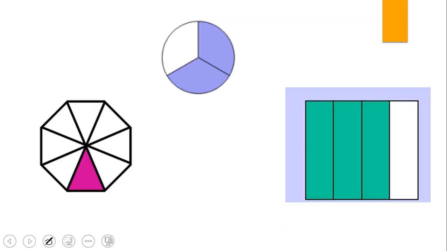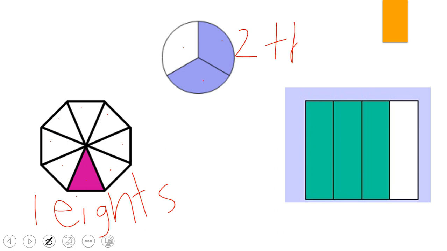Let's try a few more just to make sure that you are confident with this. So we're going to start with our octagon. So we have 1 that's colored, and then 1, 2, 3, 4, 5, 6, 7, 8. So that's 1/8. Okay. And then we have 1, 2, 3. So 2 things that are colored, so it's 2/3. Okay. And the last one is 1, 2, 3, 4. So 3 are colored, so it's 3/4.